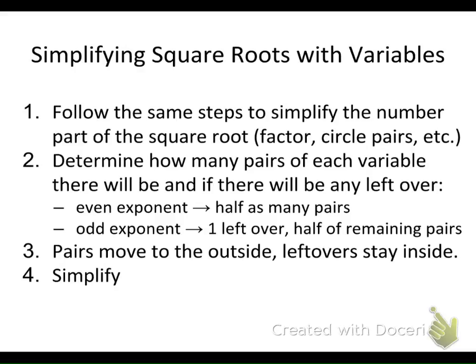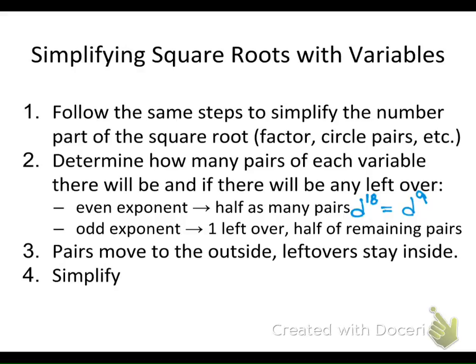So I want to give you an example of what that actually means. An even exponent. Let's say we have d to the 18th. 18 is an even number, correct? So if it's an even exponent, we're going to have half as many pairs. When we go to circle our pairs, 18 divided by 2 is what? 9. So it's going to equal d to the 9th on the outside.